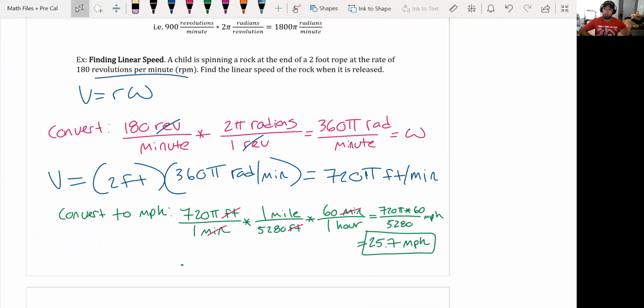And again, the reason to convert is because we don't do things in feet per minute. We have no idea how fast 720 pi feet per minute is. So why don't we just convert it to miles per hour? And now we're like, oh crap, this rock's gonna hit somebody at 26 miles per hour. Get out of the way. And that's it. Okay. Fun times, right? So once again, if you see those words, revolutions per minute, revolutions per unit time, you know that this means you get to use that special formula of R times omega.